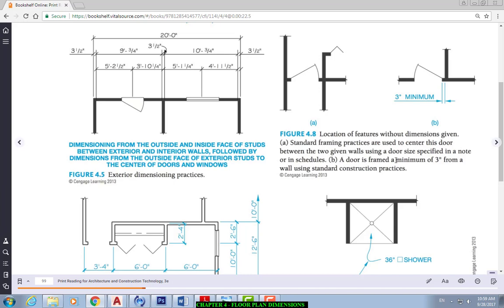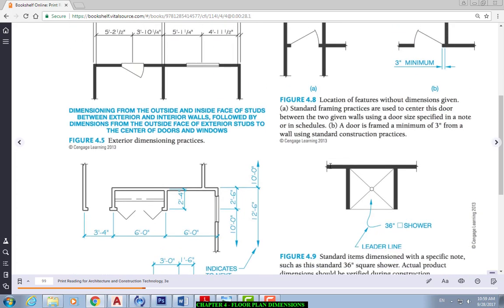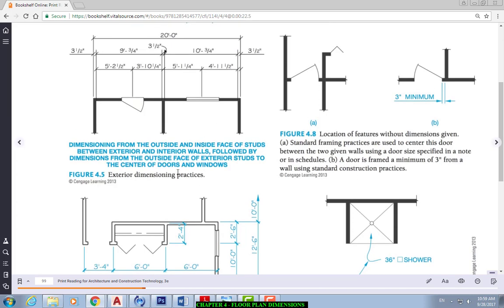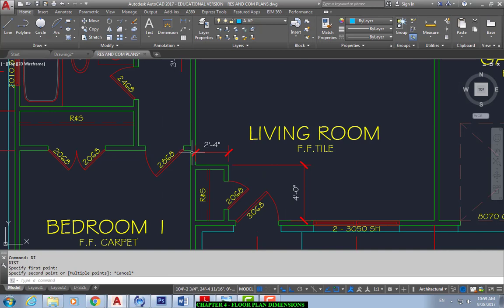It says here, a door is framed a minimum of 3 inches from a wall using standard construction. Looking at different standard framing practice used to center doors between two given ones. Okay, you can put a note. Maybe on the plan like the one that I showed you, you can put all doors to be framed 6 inches from wall. So the contractor knows that whenever I have a door that does have a dimension, I just have to go 6 inches from the wall, and then I can frame my door to the size that it is. So in other words, it goes 6 inches and then 2 feet 8 inches, and they can do that frame or that opening. So you don't have to put all that information.